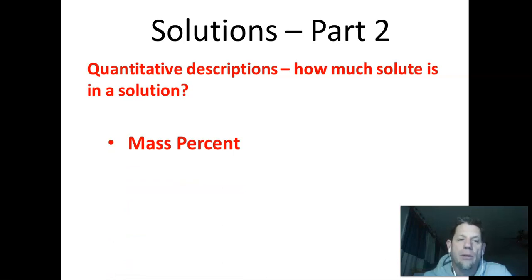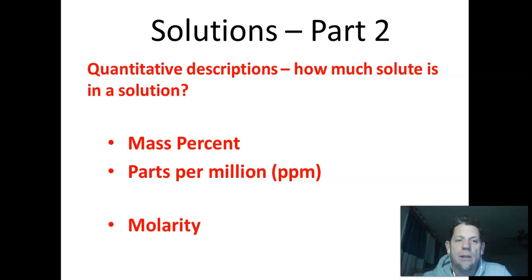The three that we'll be looking at are called mass percent, parts per million, as well as molarity. Mass percent and parts per million, you may have heard of those somewhere in the past. Mass percent is a little bit more prevalent than parts per million. Molarity is the one that we use in chemistry all the time.